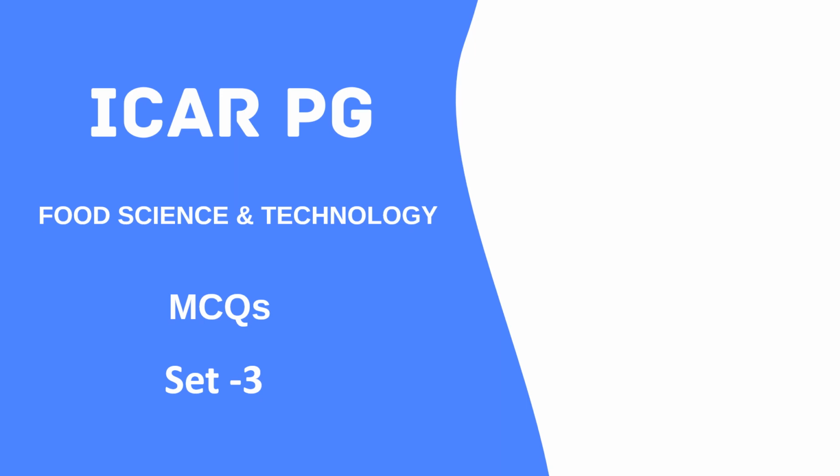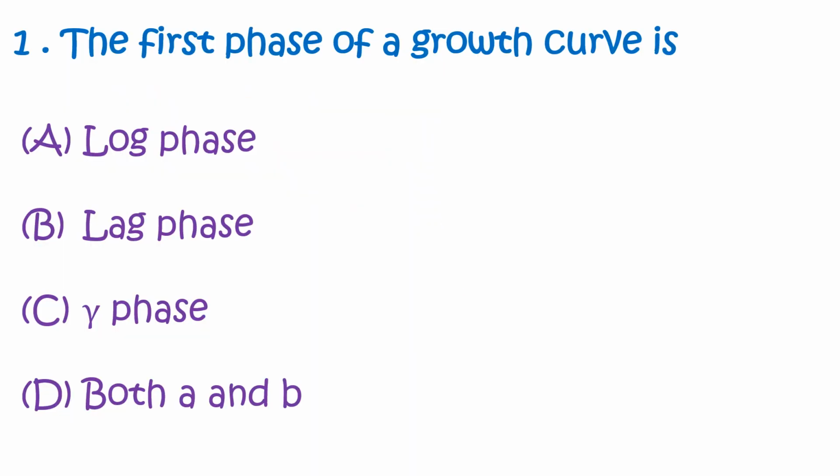So today we will be covering MCQs based on entrance exam for ICAR PG. So let's proceed. The first question is, the first phase of a growth curve is, options are option A log phase, option B lag phase, option C gamma phase, option D both A and B, and the correct option is option B, lag phase.